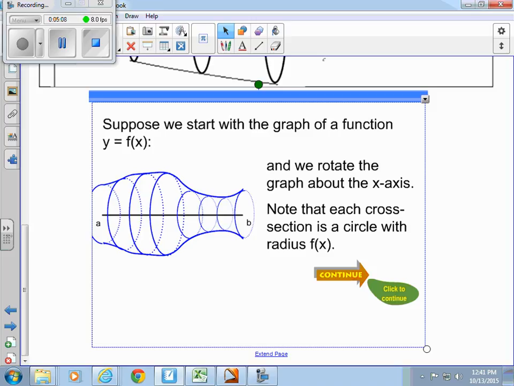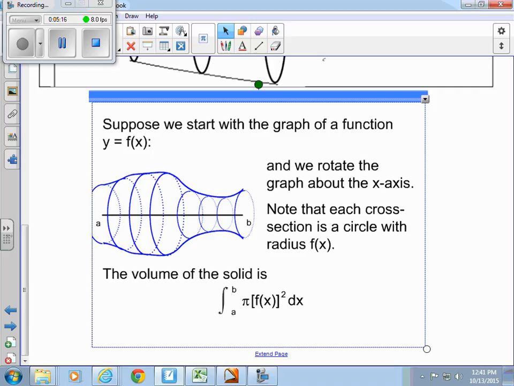Each cross section is a circle, and the volume of that solid would be pi times whatever the height of the function is, which would be f of x squared. So the integral would be, just a little picture of what's happening to help your brains out a little.